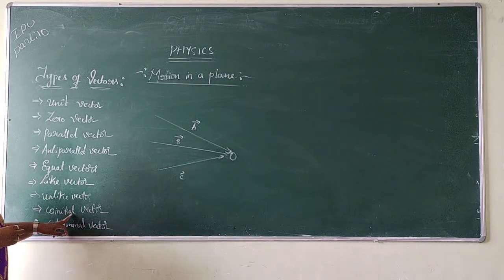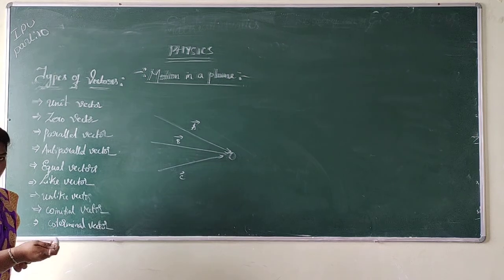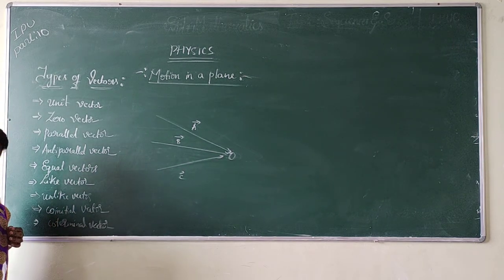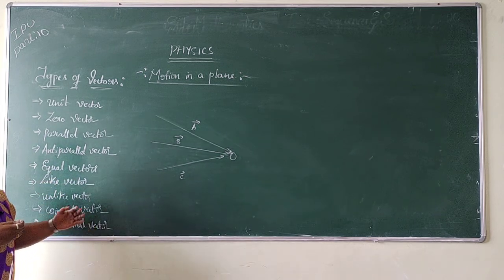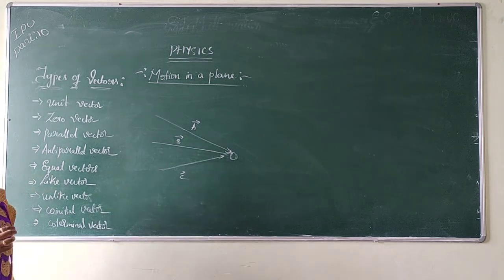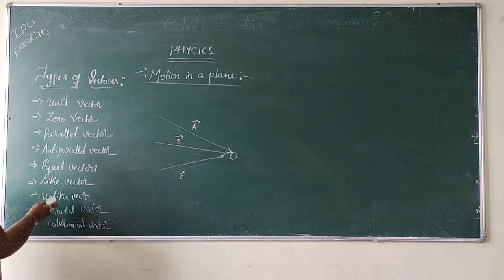Even we can define the co-initial vector in this way. If two or more vectors are originating from the same point, that is said to be co-initial vectors. If two or more vectors are going to meet, are going to terminate, are going to end at a point, that is said to be co-terminal vectors. This is about the types of vectors, dear students.